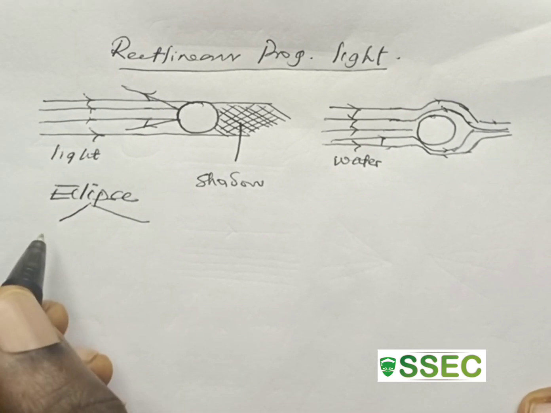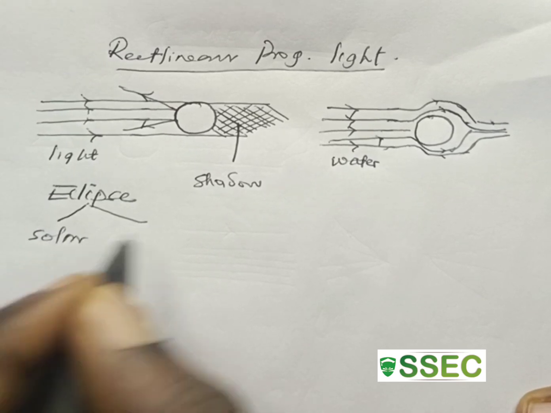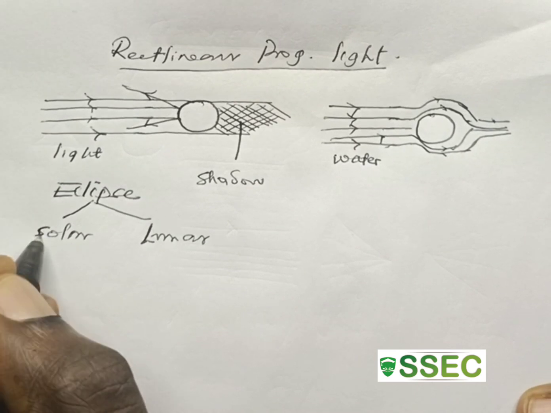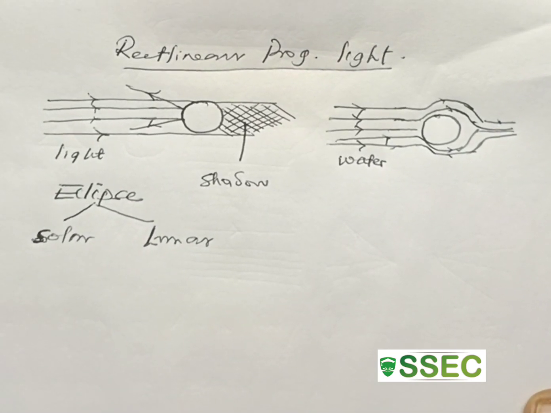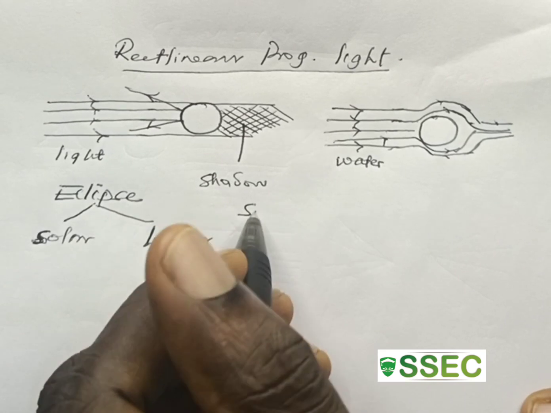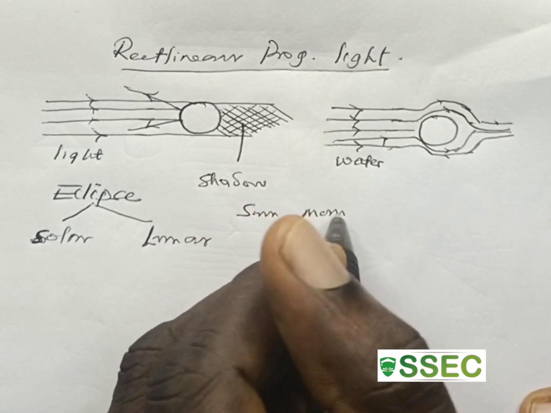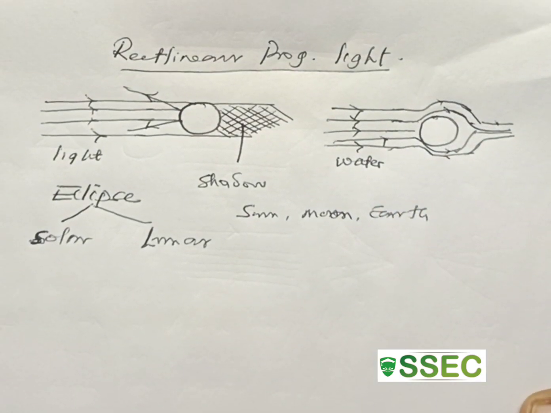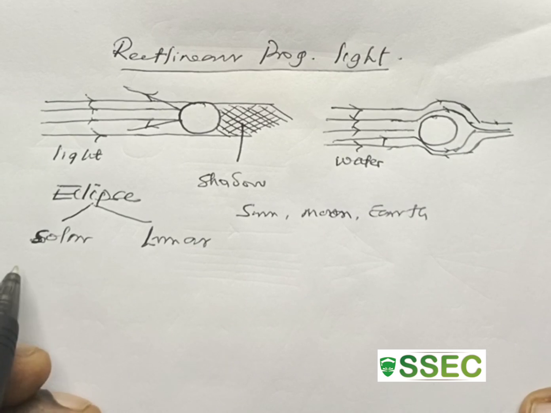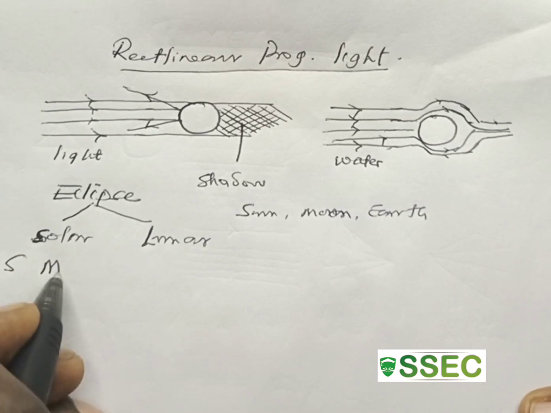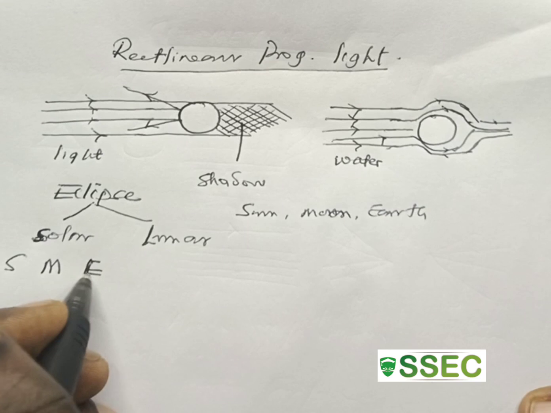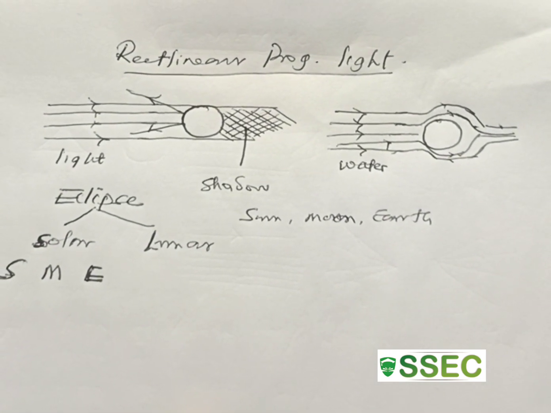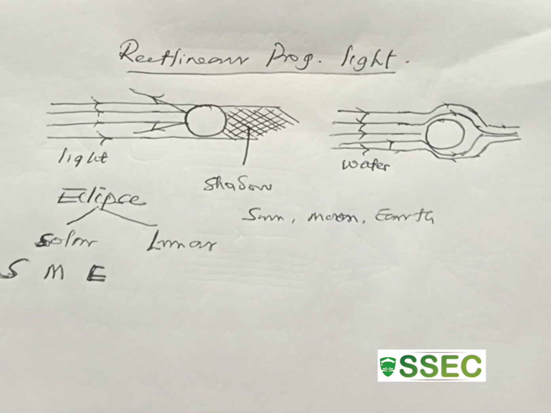We have the solar and we have the lunar eclipse. So the difference is just the arrangement of the three celestial bodies we'll be considering: sun, moon, and earth. So when moon is in between the sun and the earth, we call it what? A solar eclipse or eclipse of the sun.